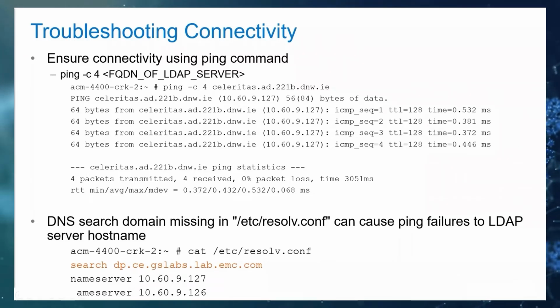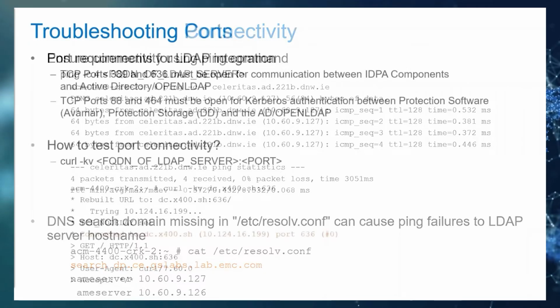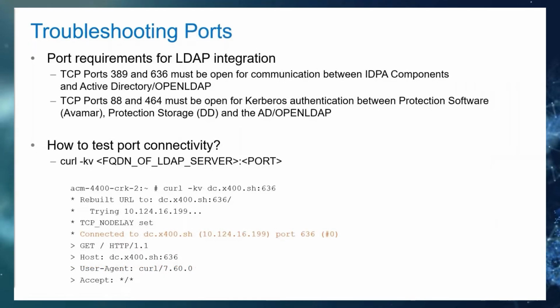Ensure that you have the search domain added for their Active Directory or for their environment to ensure the resolution works. All right. Then, I would suggest certain port checks, right? So what are the port requirements for LDAP integration? We basically require TCP ports 389 and 636 to be open for communication between IDPA components and the Active Directory or OpenLDAP server. Now, TCP ports 88 and 464 must be open for Kerberos authentication between protection software, which is your Avamar, protection storage, which is your Data Domain, and the Active Directory or OpenLDAP server.